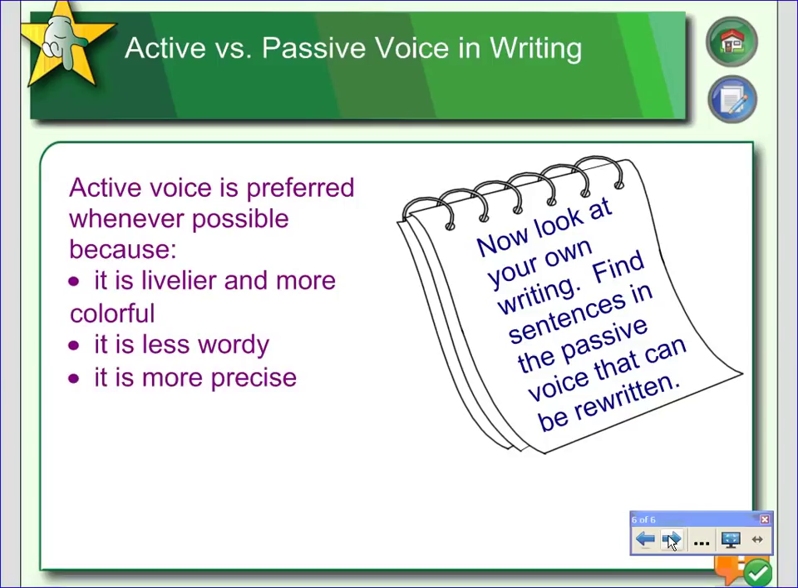So finally, let's take a look at your own writing. So look at the piece of writing you are currently working on. Try and find sentences that are written in the passive voice and reword them so that they are in the active voice, therefore being more precise, less wordy, and livelier and more colorful. Remember to look for helping verbs like was written by, or was seen. So those would be examples of passive verbs.